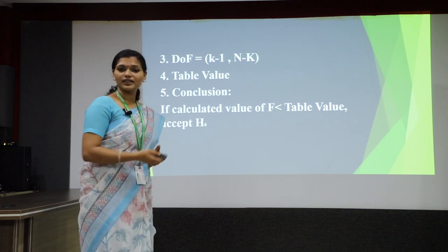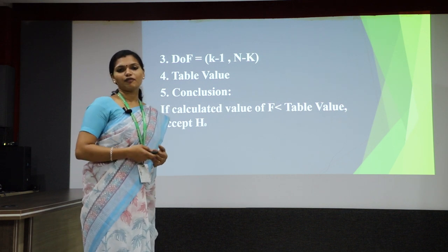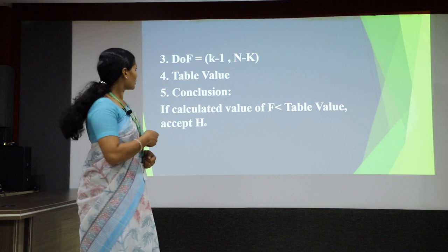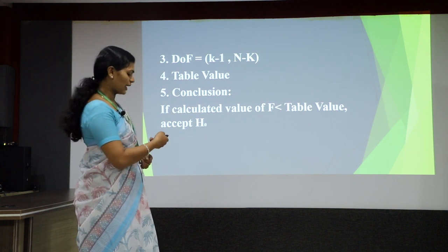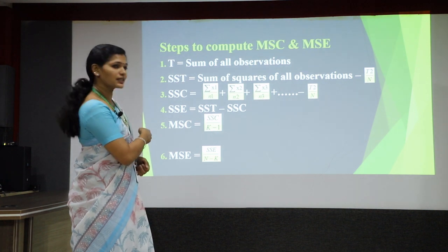In order to find the table value, we have to take the degrees of freedom. Then at 5% alpha, you can take the table value. So here the degrees of freedom are k minus 1 and n minus k. See, these are the denominators you have seen in the 5th and 6th steps.